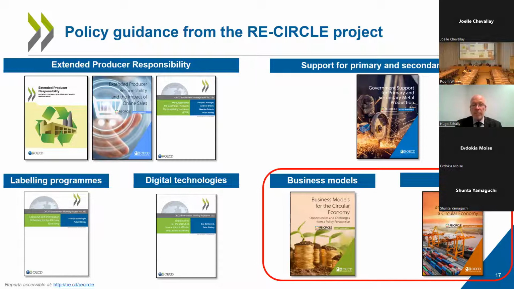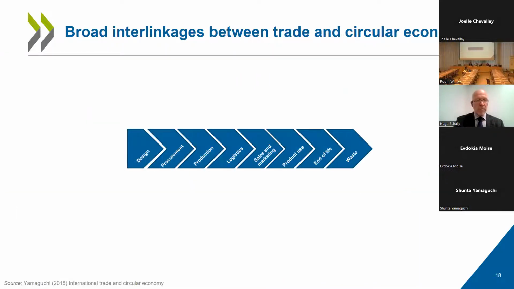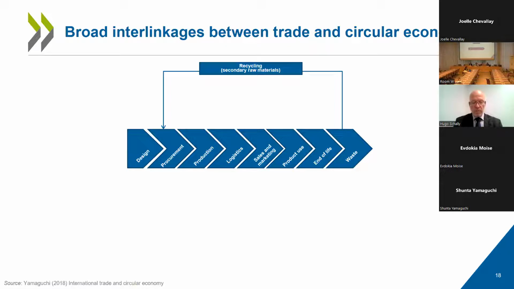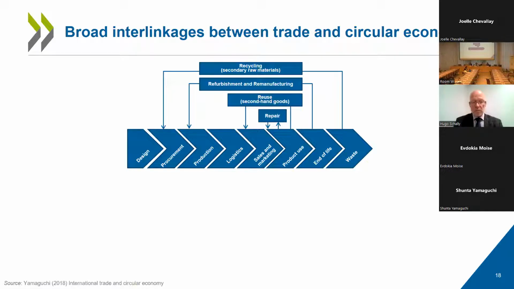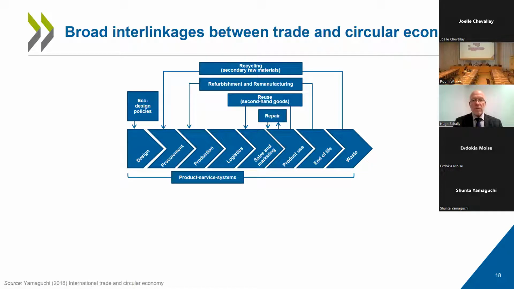Now, turning to the linkages between circular economy and trade, I'd like to show a schematic. Here we have a linear economy where we produce, consume, and dispose of products when they reach end of life. And the circular economy aims to close material loops such as recycling, and higher value loops such as refurbishment, remanufacturing, reuse, and repair. There could be efforts upstream such as eco-design, product service systems, or the sharing economy.